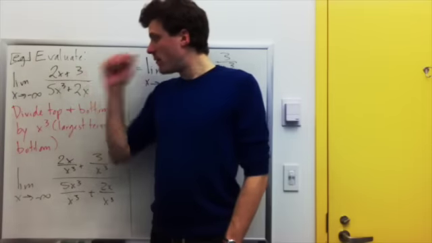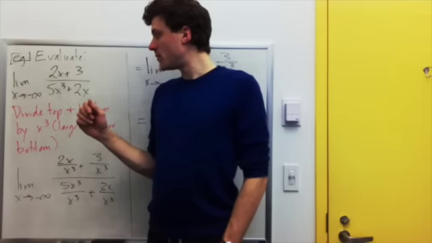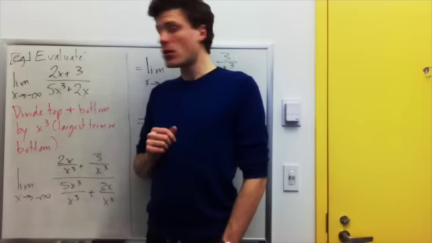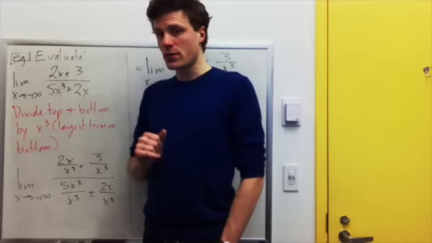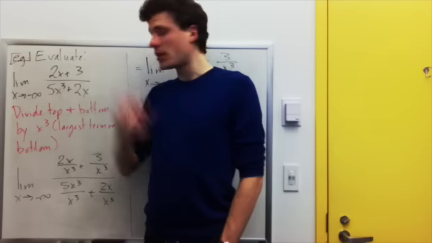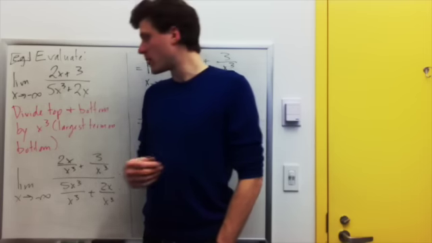Okay, so now let's evaluate the limit as x goes to negative infinity of 2x plus 3 over 5x cubed plus 2x. If you'd like to, pause the video for a second and see if you can do it yourself. Otherwise, let's just keep going.